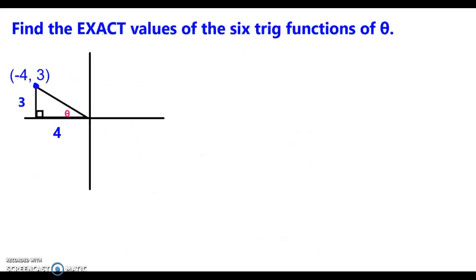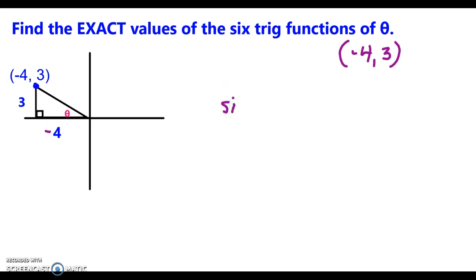All right, moving on, find the exact values of the 6 trig functions of theta, and they give us an ordered pair, negative 4, 3. So if you look, I already have a diagram set up. I know that's where the point is. I don't think it really matters if you label this side of the triangle negative 4 or positive 4. Technically, the length of that segment is only 4 units.